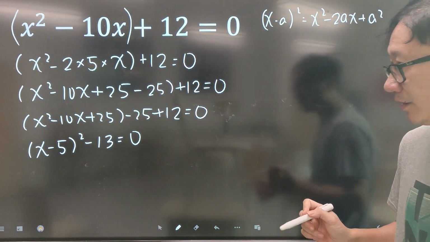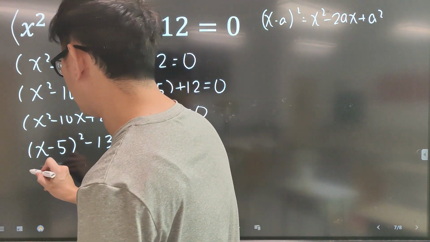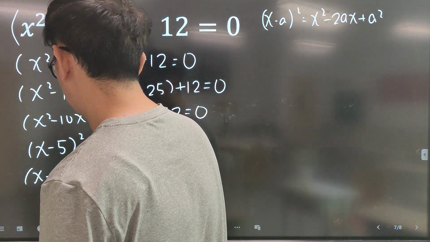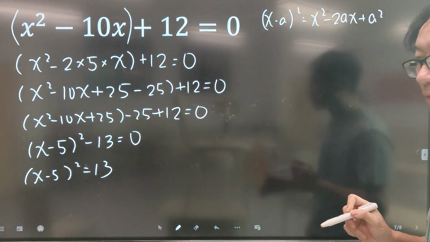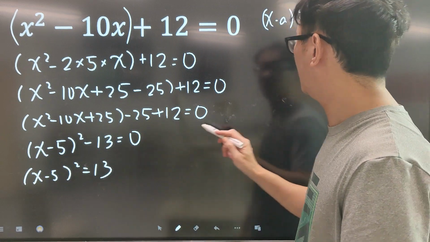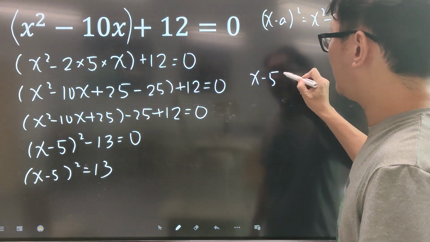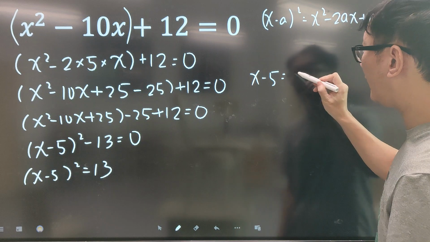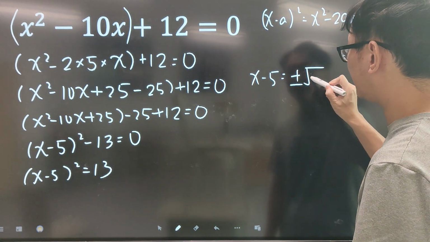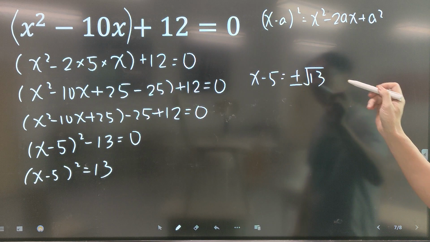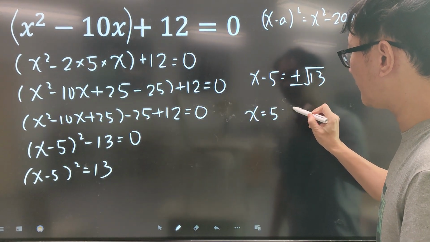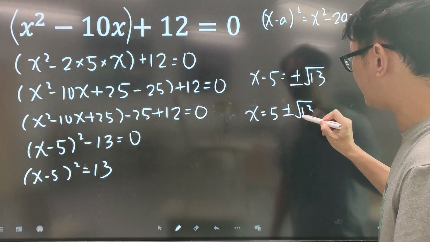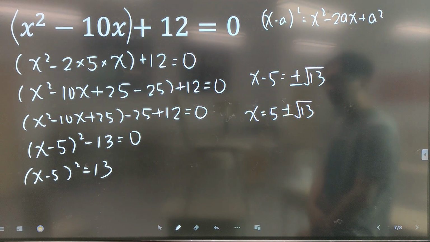The rest should be easy. Okay, I'm going to add 13 on both sides of the equation. In the next step, I'm going to take the square root on both sides of the equation. But keep in mind that you need to have the plus minus sign here, and then the square root of 13. Finally, you add 5 on both sides of the equation. So 5 plus or minus the square root of 13 are our two solutions here.